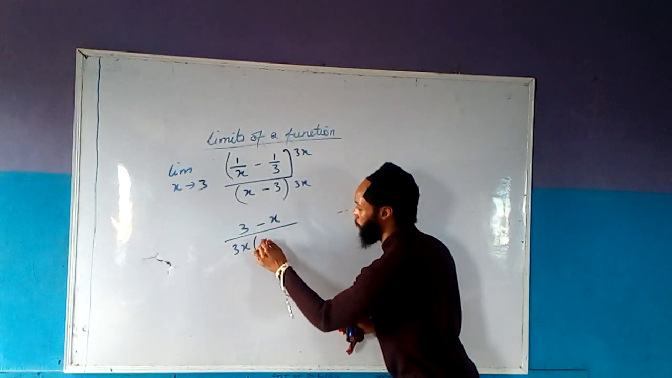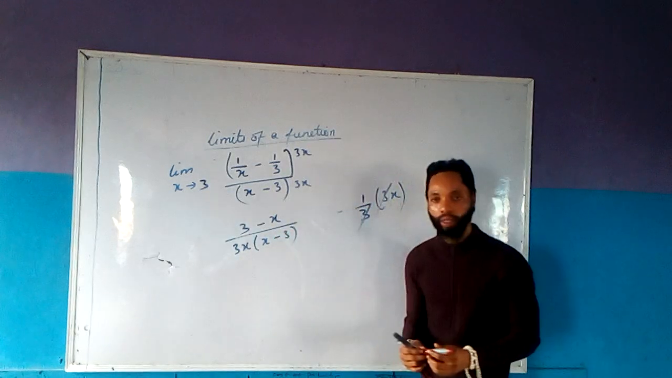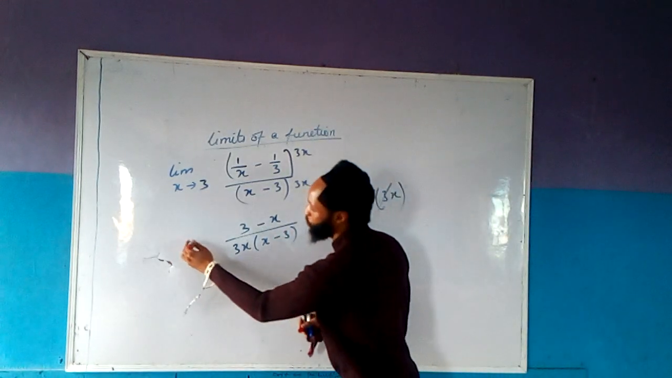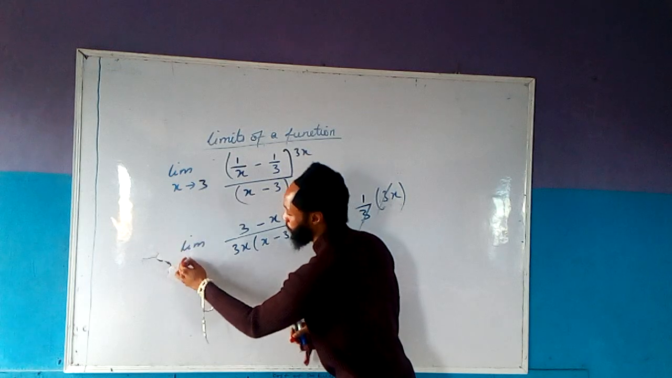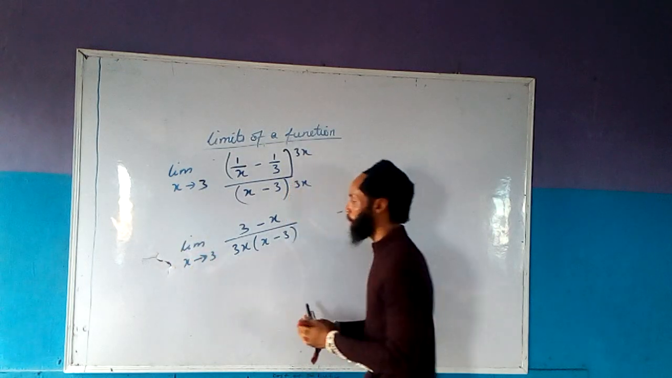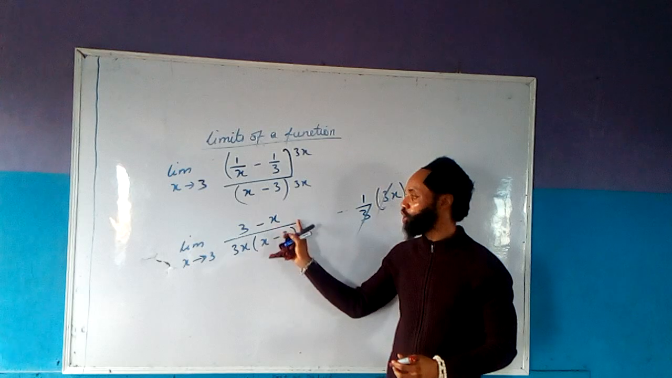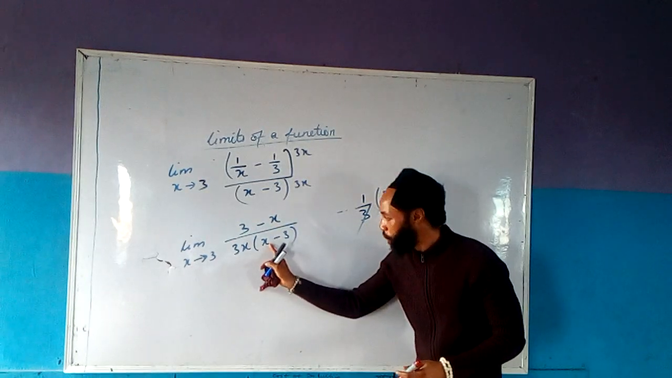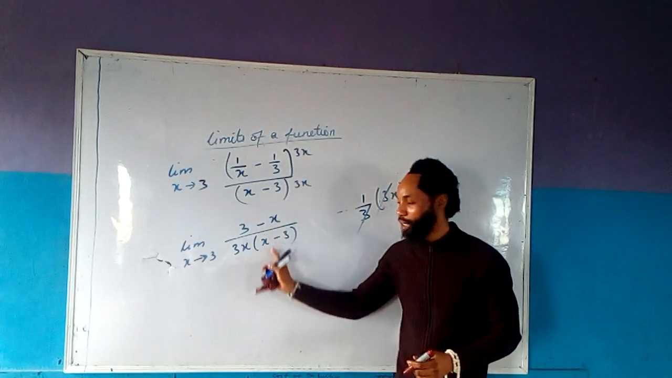3x into bracket x minus 3. Now remember, it is what? Limits as x approaches what? 3. Now in this case, we want something that can cut out. If you see the similarity here.